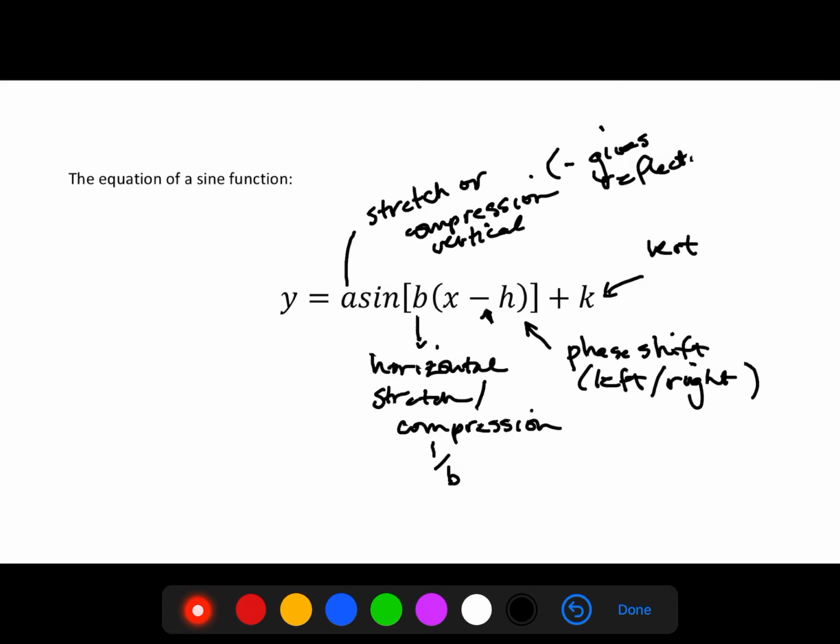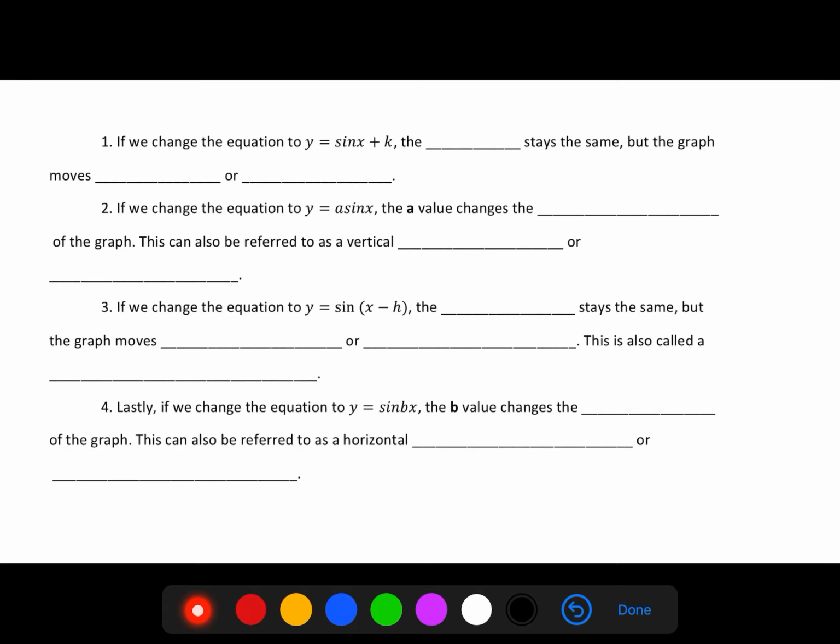And finally, our k value at the end here is our vertical translation. And that means it's going to shift it up or down. And again, that's going to change our maximum and minimum. So if we change the equation to y equals sine x plus k, we know that the period stays the same, but the graph moves up or down. So it's going to change our max and min.